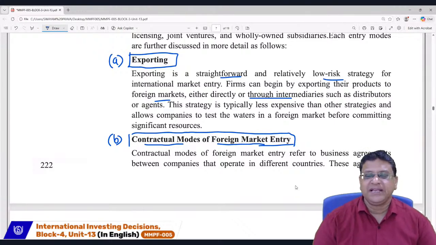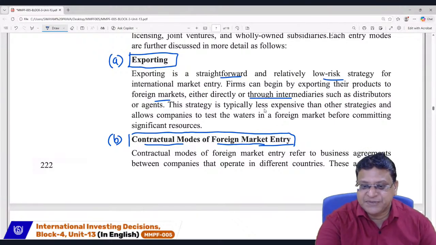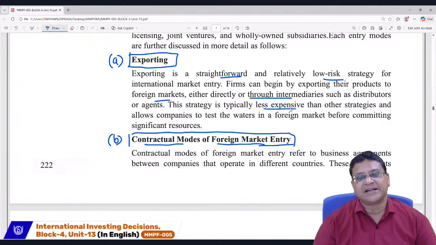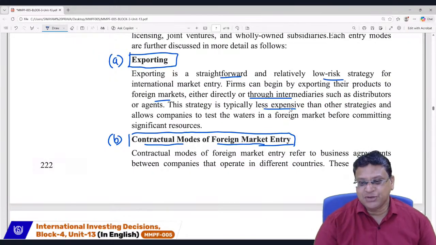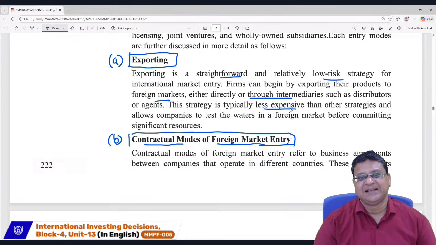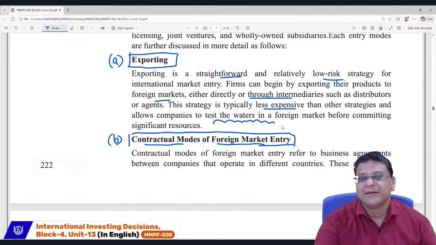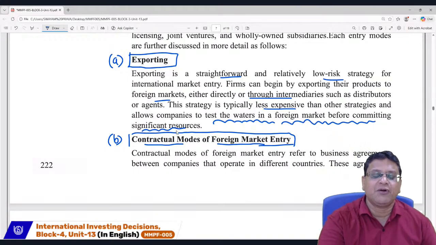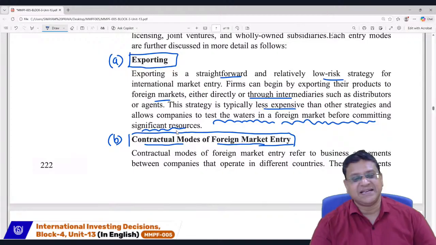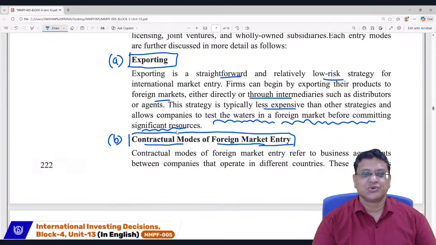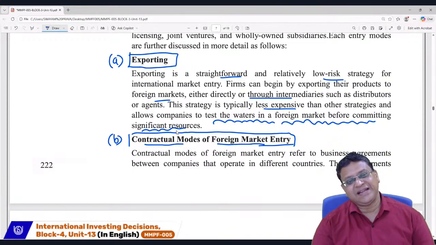However, exporting is the less expensive strategy of foreign entry, and it is also less risky. If you want to test the foreign market before entry, you can go for exporting your product in a limited way. So exporting is the less risky way of entering into a foreign market.